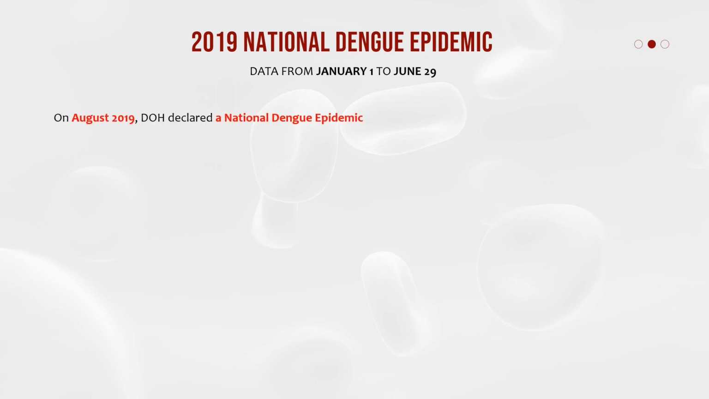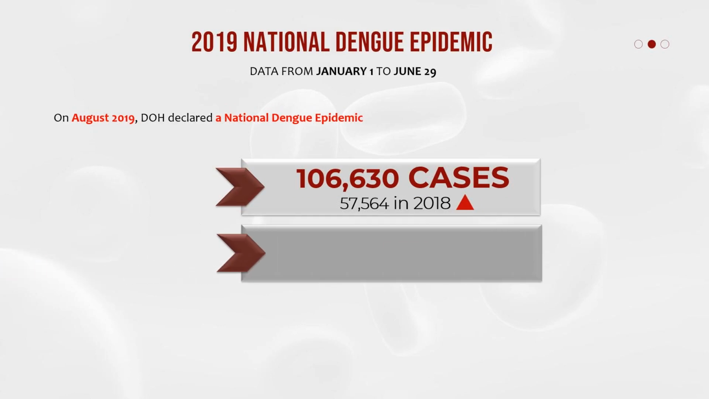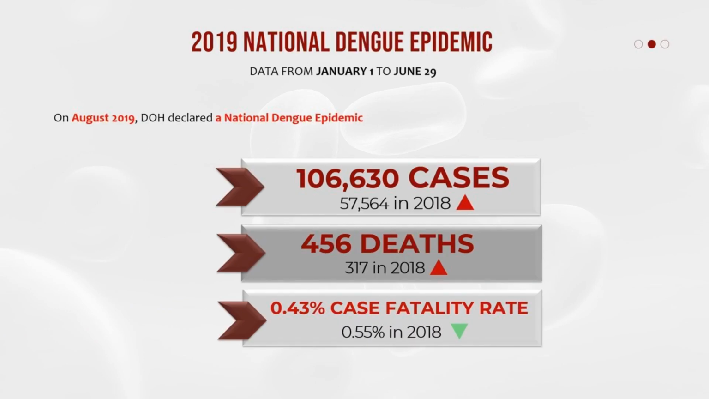Going back to the 2019 national dengue epidemic, here's what happened. In August 2019, the Department of Health declared a national dengue epidemic. Based on their data, there were 106,000 cases reported, which is almost double the number of cases reported in the same period in 2018. In terms of death, there were 456 deaths, which is an increase compared to 317 in the same period in 2018. The case fatality rate was 0.43%, which was actually lower than the 0.55% in 2018.